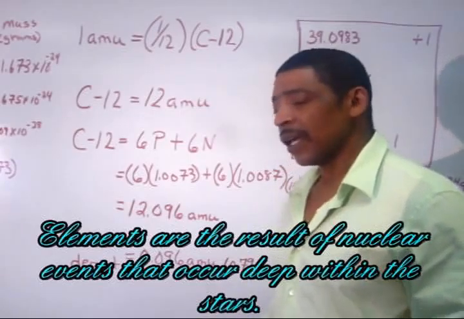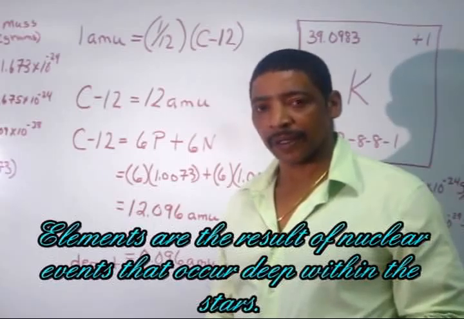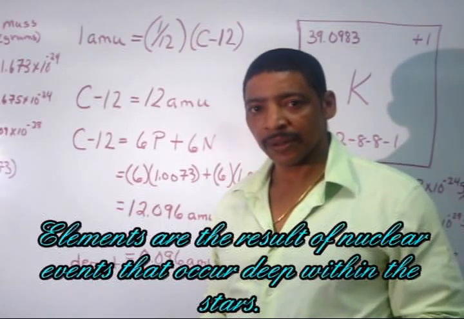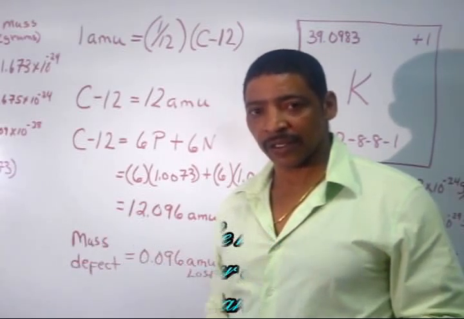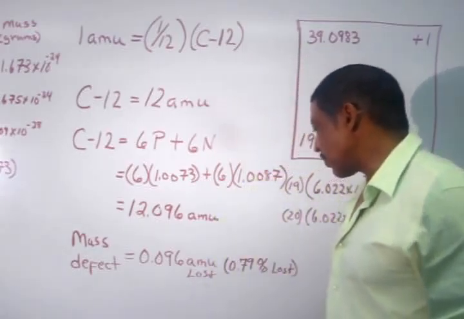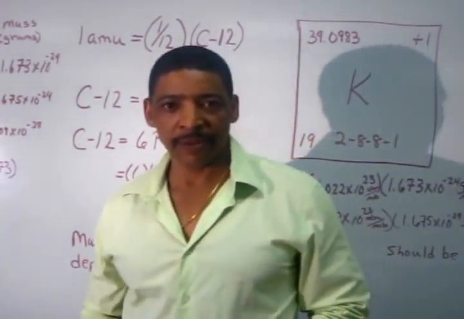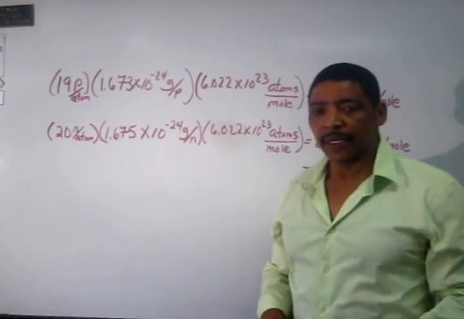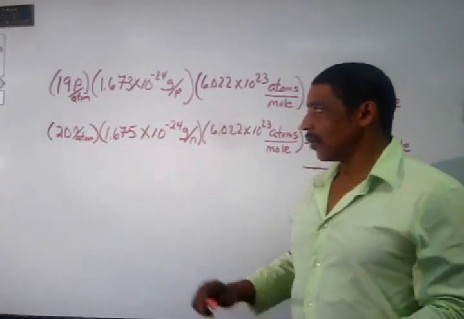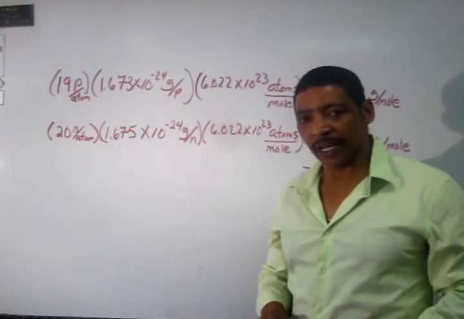During the formation of the carbon-12 isotope, because of the mass defect, 0.096 AMU of matter was converted to energy. This resulted in a loss of about 0.79% of the atom's mass. The concept of the mass defect is easier to envision if I use grams instead of AMU to demonstrate the mass of the isotopes.